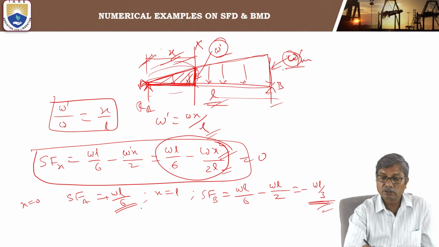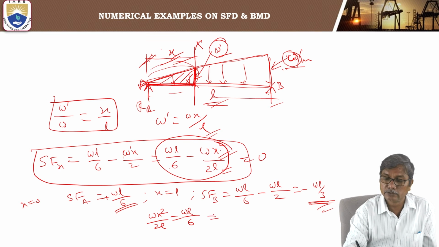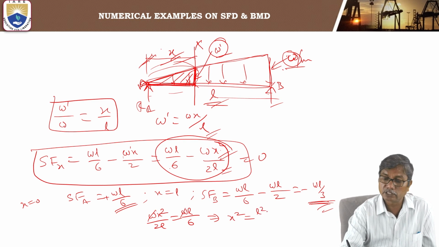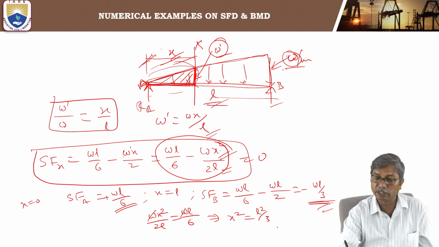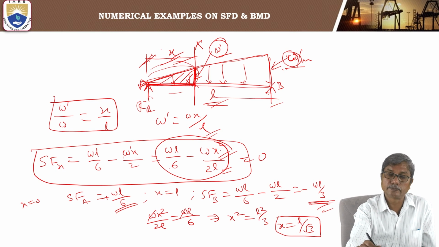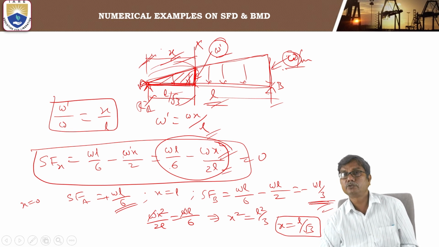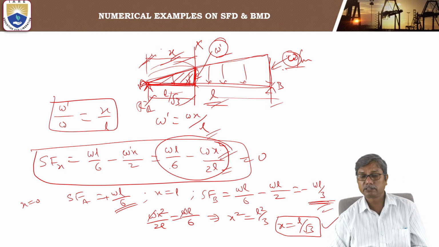So by equating that to 0, we will have Wx square by 2L is equal to WL by 6, which gives x square equal to, W cancels, L square by 3. X square is L square by 3 or x is L by root 3. So at a distance of L by root 3 from A, the shear force changes sign. And at this point, the bending moment is maximum.